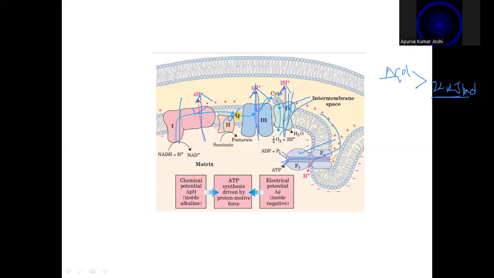If you choke complex 4, everything is going to shut down, and that is one of the targets for cyanide ions. Okay, and complex 5 itself, which is F0 F1 ATPase, has got a very fascinating story. It can synthesize ATP, and it can hydrolyze ATP as well. It's just that under cellular circumstances, ATP synthesis is allowed because it is energetically favored by the proton gradient. Keep in mind the proton gradient created in the intermembrane space not only drives ATP synthesis, but also helps in movement of ATP out into the cytoplasm and taking cytoplasmic ATP back into mitochondria for rephosphorylation. So that exchange is also favored by the proton gradient.